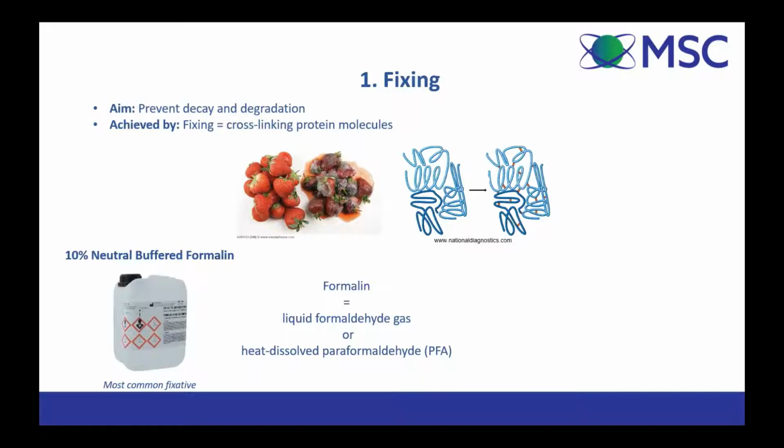There are lots of different types of fixatives, and a very commonly used one would be 10% neutral buffered formalin. Formalin is actually liquid formaldehyde gas, or heat-dissolved paraformaldehyde, because sometimes you see people fixing their samples in PFA. You can also get other compounds such as Decalcifier, which is really great for renal biopsies.